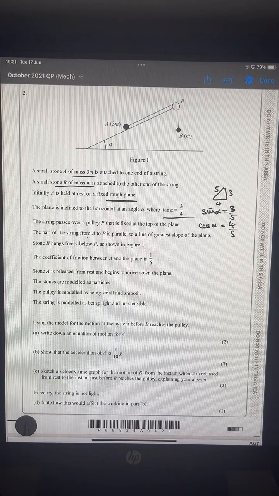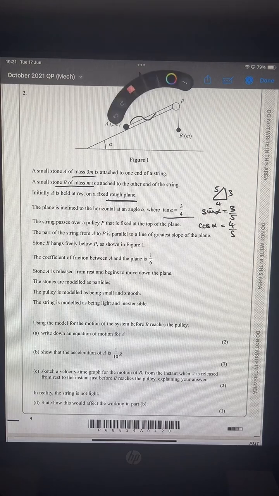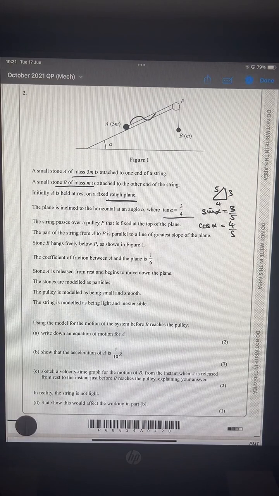The string passes over a pulley P fixed at the top of the plane. The part of the string from A to P is parallel to the line of greatest slope of the plane. That just means that this is parallel to this. There's no wonkiness or anything. Stone B hangs freely below P as shown in figure 1. Freely means you've not got it touching anything, so it's not going to rub against the side there. The coefficient of friction between A and the plane is 1/6. So label that as mu. That is good. They've given a mu value. Stone A is released from rest and begins to move down the plane.